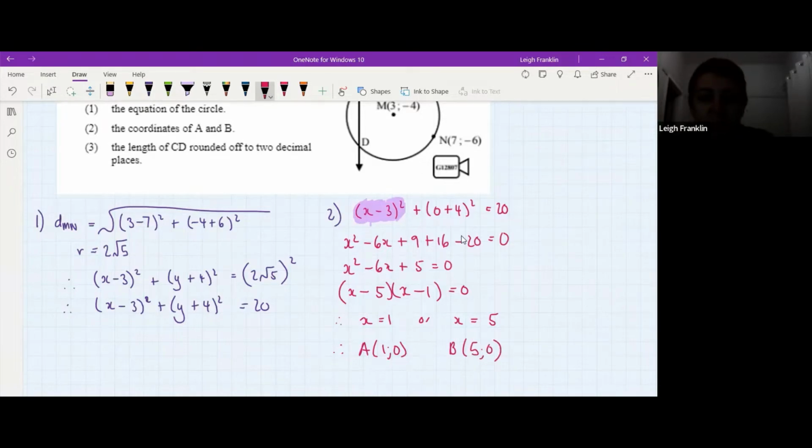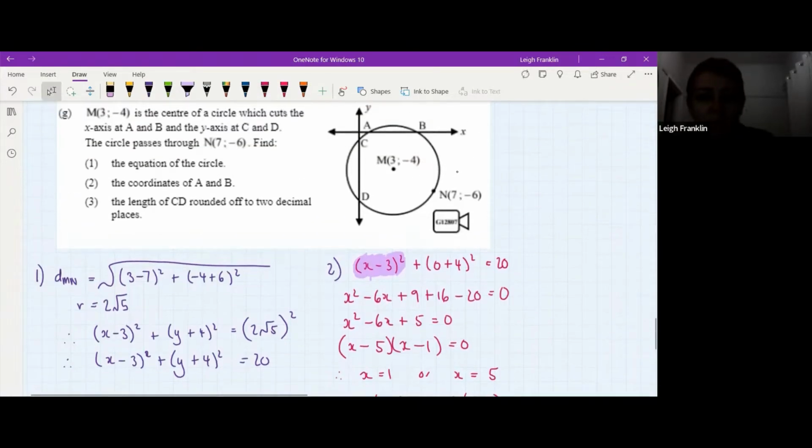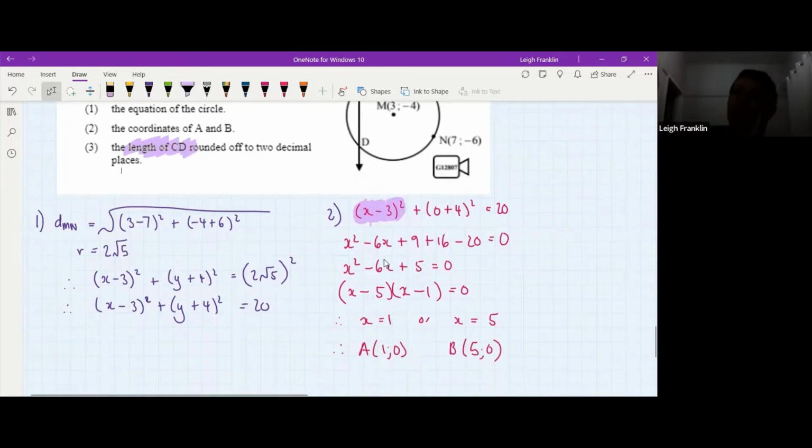Right. Just very, very quickly, if they wanted us to calculate the length of CD, what are they asking us to do here, Matrix? The length of CD. What is the length? Okay, so the difference between the y-intercepts. Okay, so for the y-intercepts, we would let x be 0. Exactly, we would let x be 0, 100%. Okay, so let's just fly through that.